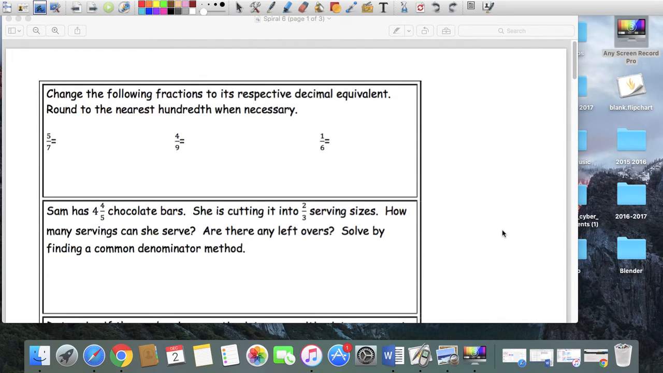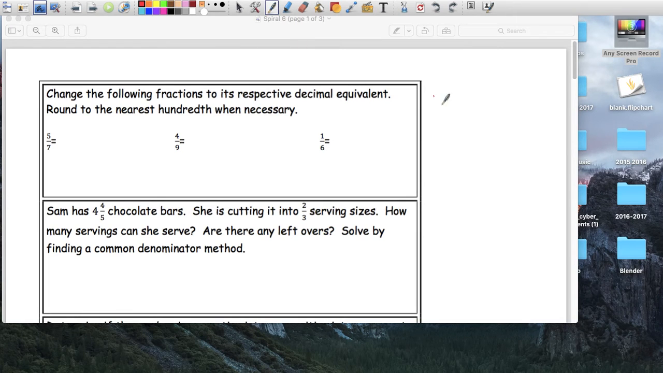Okay, so this is spiral 6. Change the following fractions into their respective decimal equivalent, rounding to the nearest hundredth. I'm going to do everything on the side. 5 over 7 is 5 divided by 7. That's how you should write it. 5 goes inside because it's the top number.